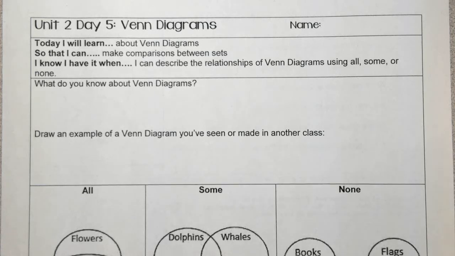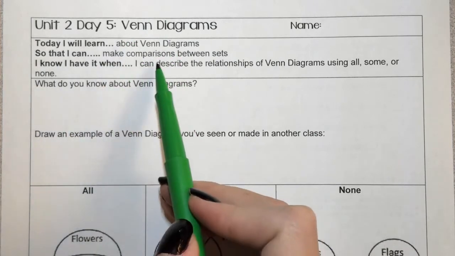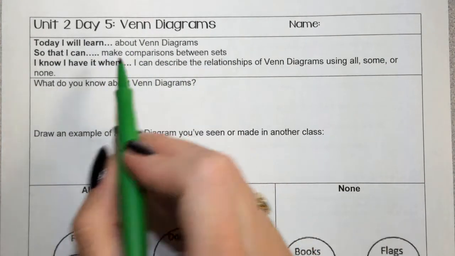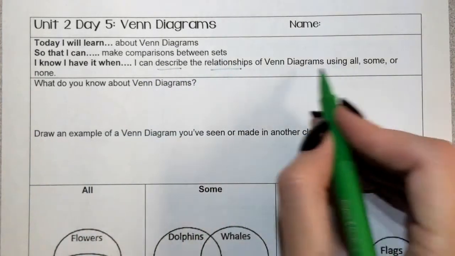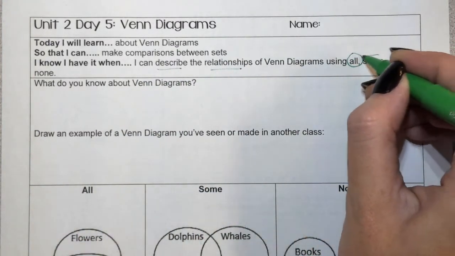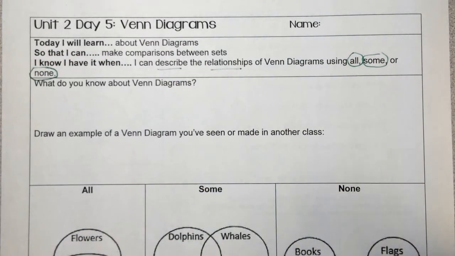Hey everyone, today we are learning about Venn diagrams so that we can make comparisons between sets. You'll know you have it when you can describe the relationships of Venn diagrams using all, some, or none, those keywords. So hopefully Venn diagrams are familiar to you.